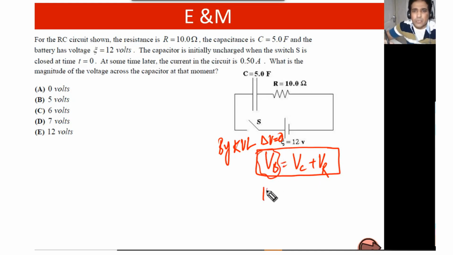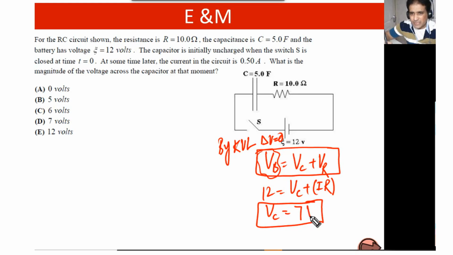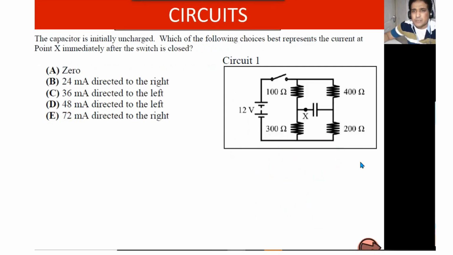Then you can find out this is 12, and VC you need to find, and I and R are given at that time. You will work out VC in this case to be 7 volts. Excellent. So 7 volts you will get. Answer is D. How about this one? A little bit challenging, but you have to be very clear about this. Try this one now.